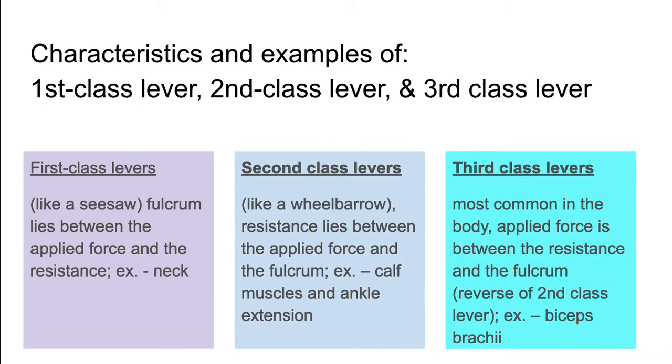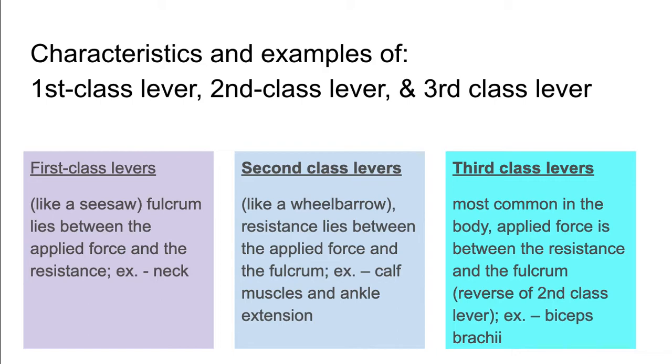For third class levers, an important thing to know is that these are the most common in the human body. Here your applied force is between the resistance and the fulcrum. You have to think about these three things: the applied force, the resistance, and the fulcrum, and which one is in the middle. That will help you remember which one is which. It's also considered a bit of a reverse of the second class lever. An example of this would be your biceps brachii.